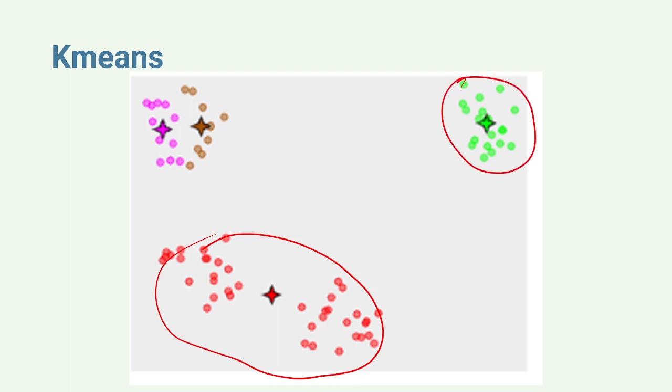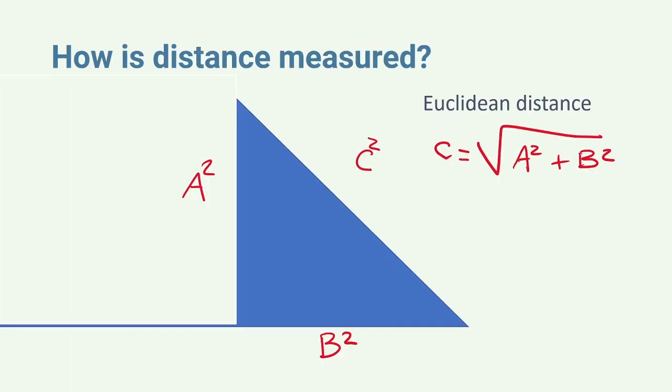If you were to run this for an additional step, for instance, these red points would all stay in their own cluster, these green points would all stay in their cluster, and so forth. Now, how did we actually measure distance? In that example, we were using Euclidean distance.